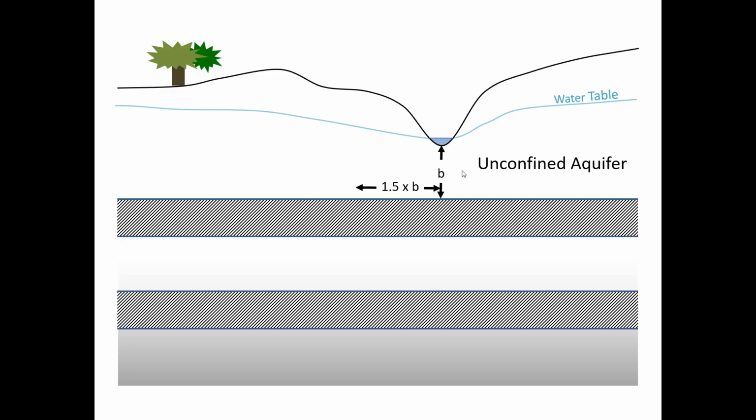In this case, I've defined the thickness of the aquifer as B, and as long as we're at least 1.5 B's away from this obvious discharge area where a stream appears, then the Dupuit assumption can be used not only to get the direction of groundwater flow, but actually the velocity of groundwater flow. Even when we're closer to this obvious discharge area than 1.5 thicknesses, we can still use the Dupuit assumption to get the direction of groundwater flow, even though it can't be used to accurately determine the velocity.